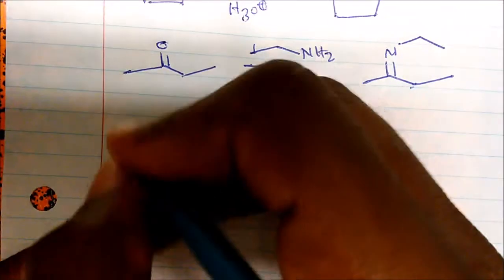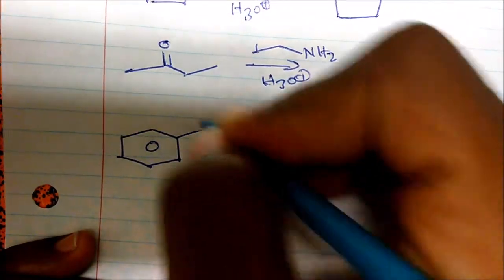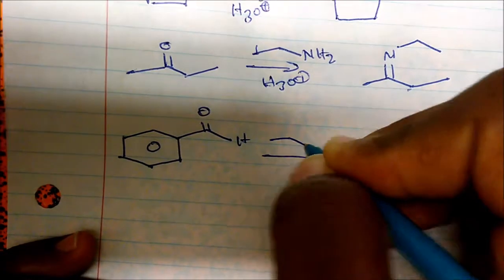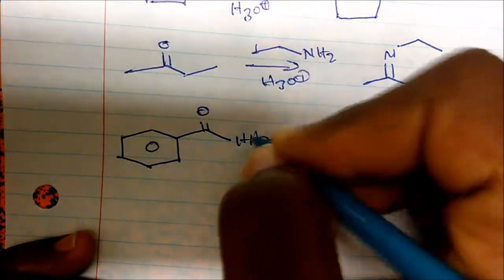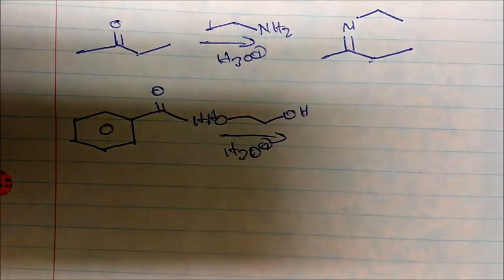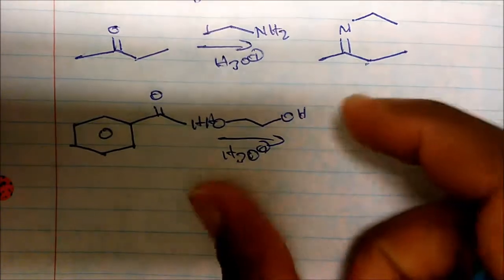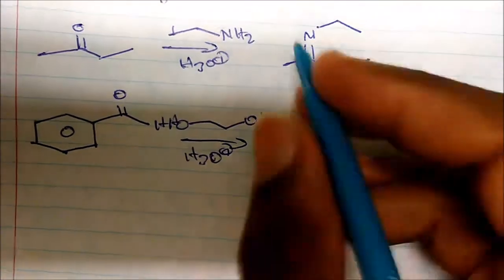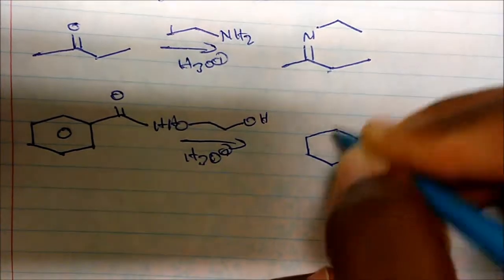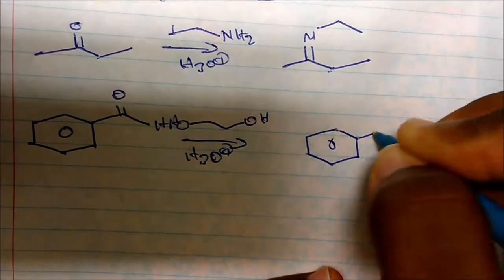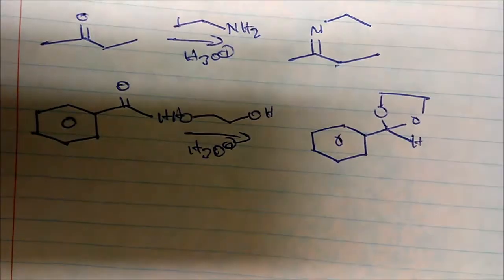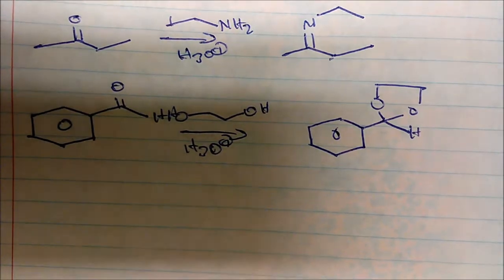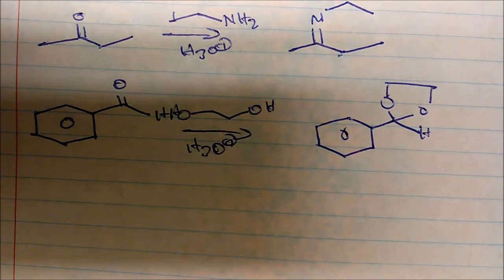Now what if I take benzaldehyde and add ethylene glycol in H3O+, an acid? What will I get? Remember we said these diols are a protecting group, so it's going to ring close to replace the carbon-oxygen double bond. So we'll get something like this. We still have our hydrogen, the carbon is now bonded to two oxygens, and we ring close. Again, this video is only for practice purposes. We went through the mechanisms in the other video, so by now we're just using this as practice.